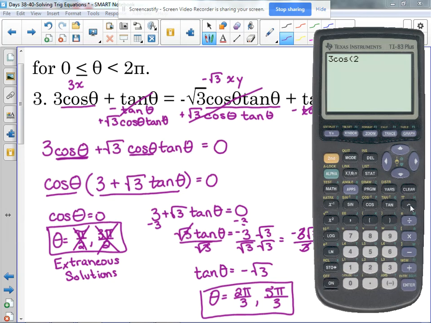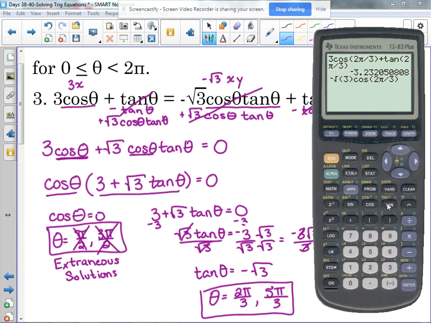Okay, so let me check one that does work. 3 cosine of 2 pi over 3 plus tangent of 2 pi over 3. Okay, so that's the left side of the equation. Let's check the right side of the equation. Negative square root of 3 cosine 2 pi over 3.